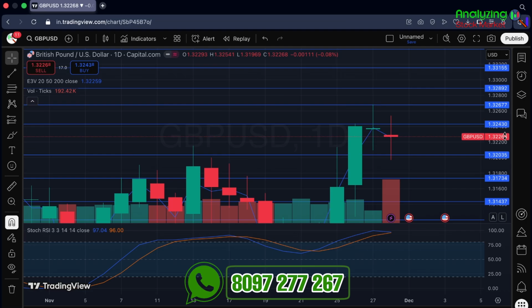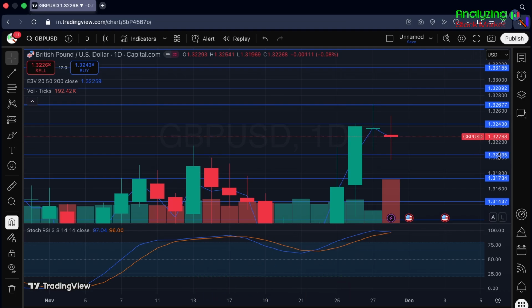1.32268 was the closing. The direct support is 1.32035 and the direct resistance is 1.32430. After the direct support, there is a support of 1.31734 and then 1.31437. After the direct resistance, there is a resistance of 1.32677 and then 1.32892. So these are the important support zones and resistance zones which will help you to take better stop loss and target levels according to your bias and also according to the momentum from the overall trend.